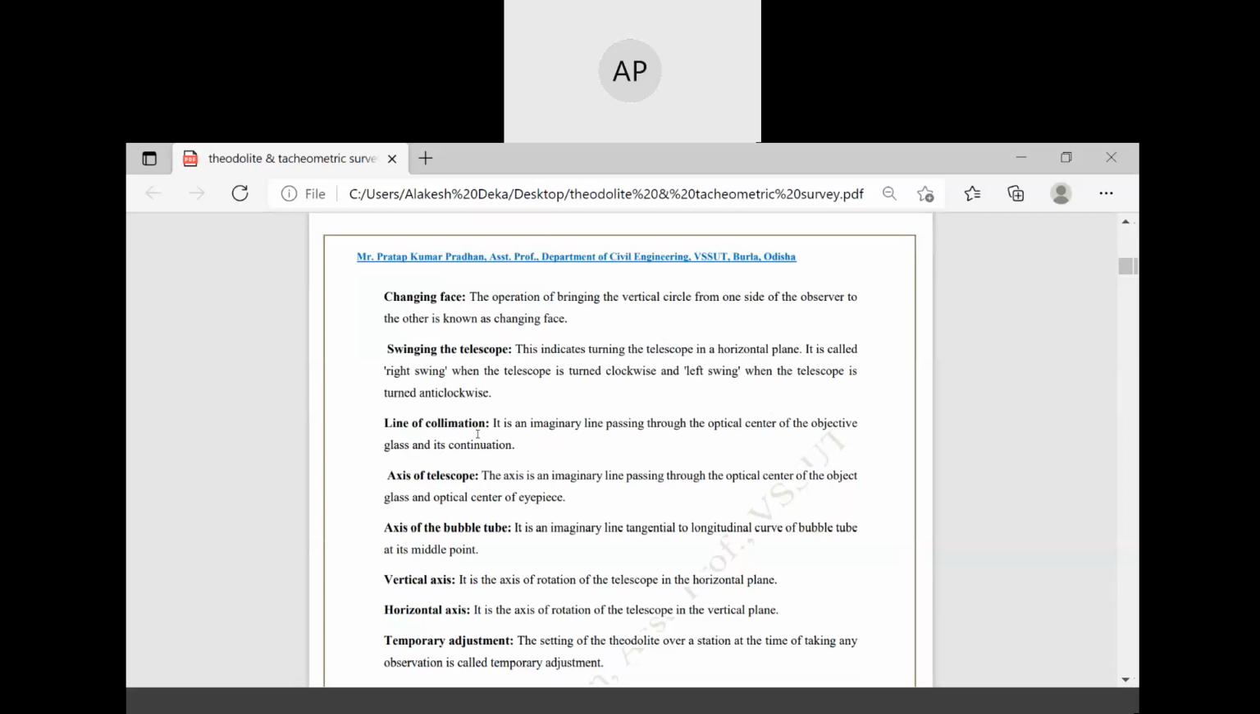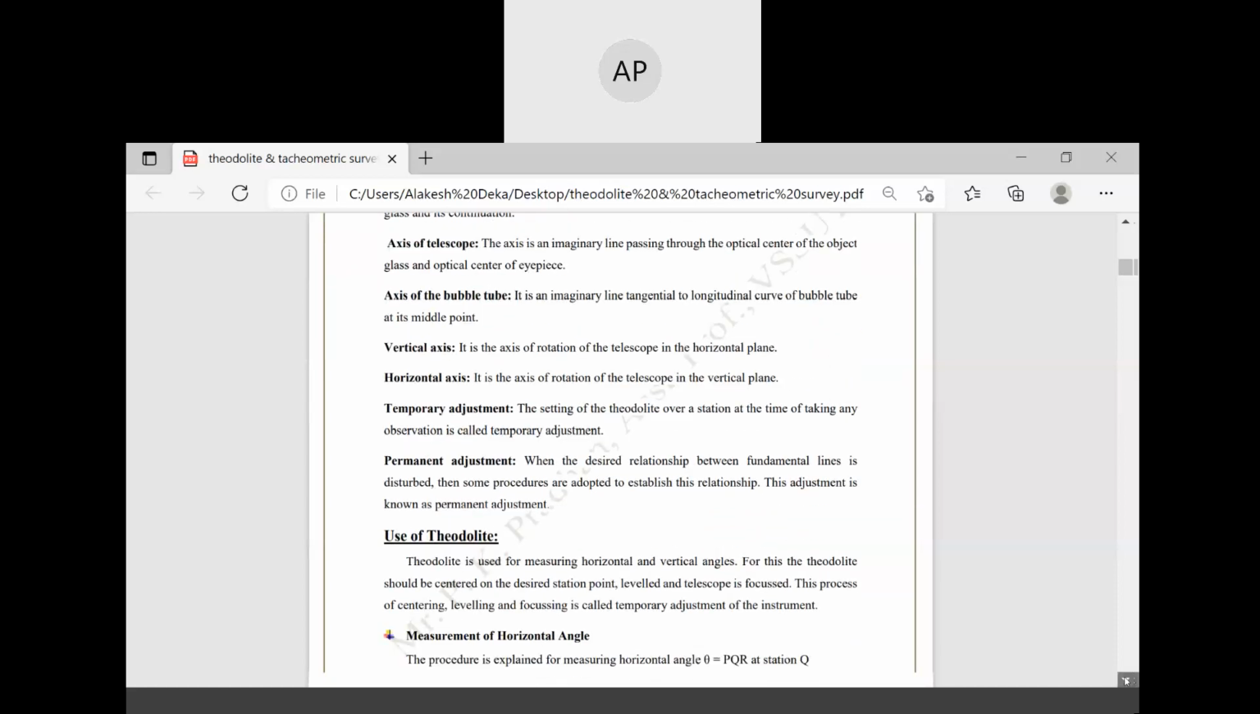Line of collimation is an imaginary line passing through the optical center of the objective glass and its collimation. Axis of telescope is the imaginary line passing through the optical center of the objective glass and the optical center of the eyepiece.